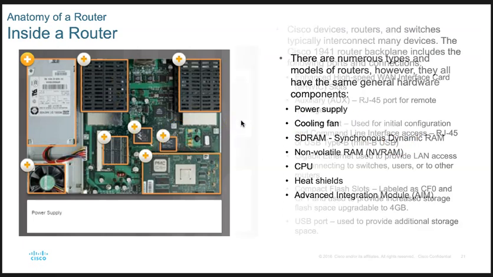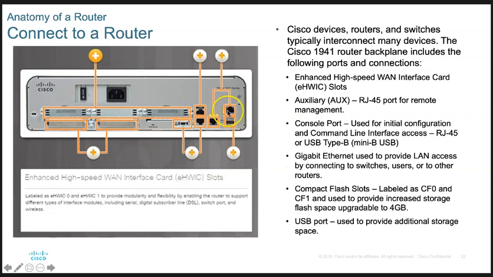Now, on the back of a modern router, you can find a couple of things. For instance, you find an enhanced wide area network interface. Right here you can find a couple of interfaces like EHWIC, which is used for a wide area network, right? Connecting a router to another router, or connecting a router to other devices. You find a console port. It's very hard for me to see. Console ports are not labeled, but usually by color you'll be able to see the console port. You find an auxiliary port that is used to connect a modem.